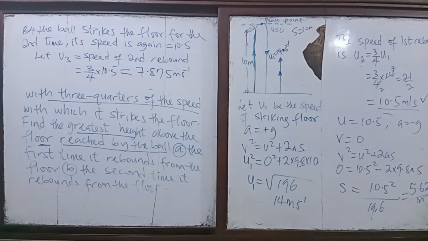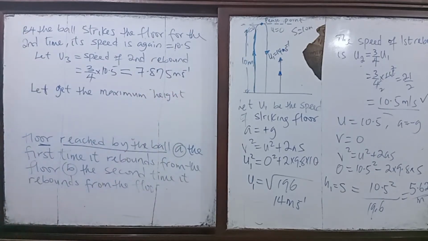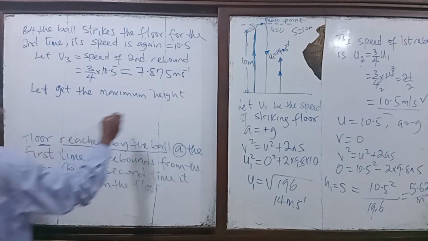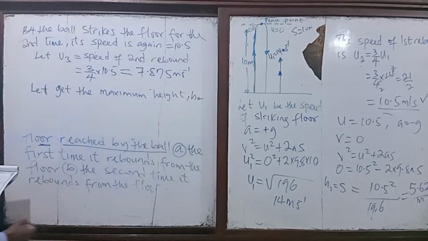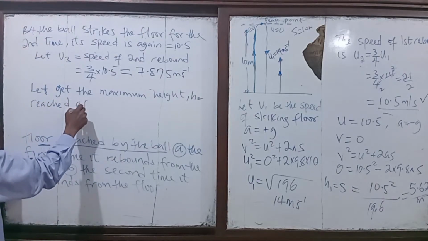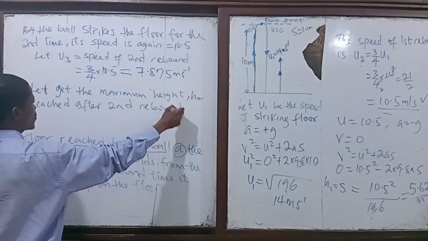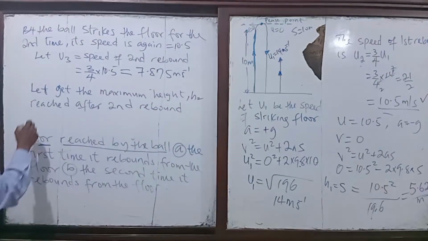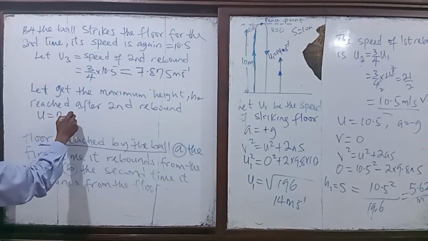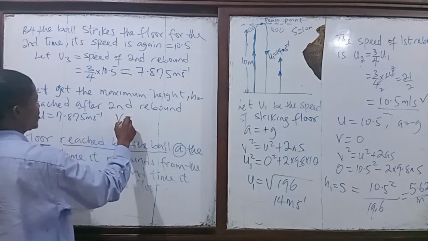Then find the maximum height, let's make it h2, reached after the second rebound. So we have u as 7.875 meters per second, and we have the final velocity at 0.